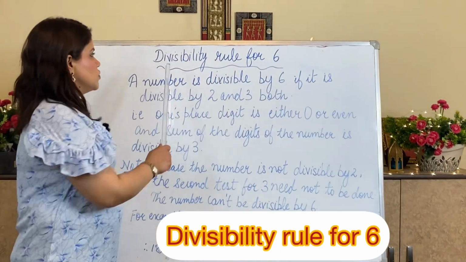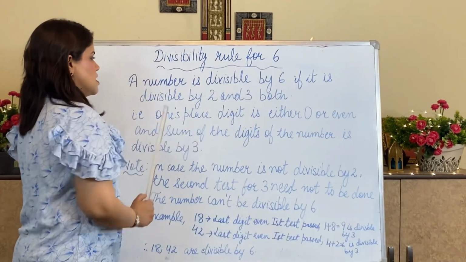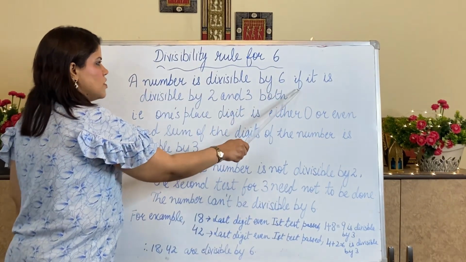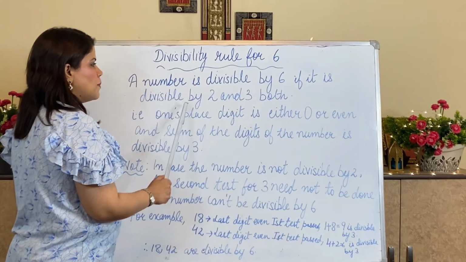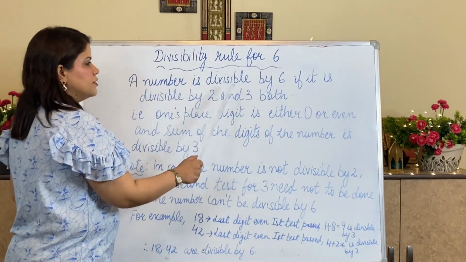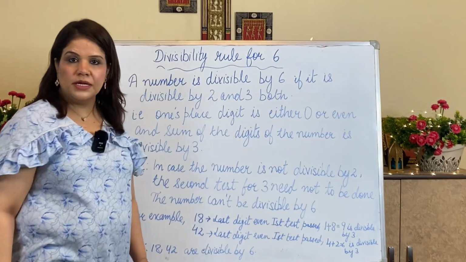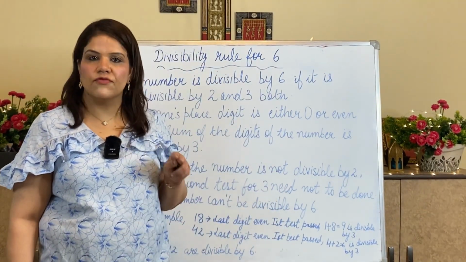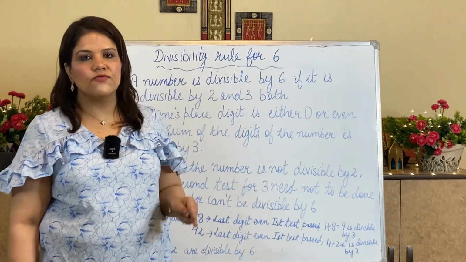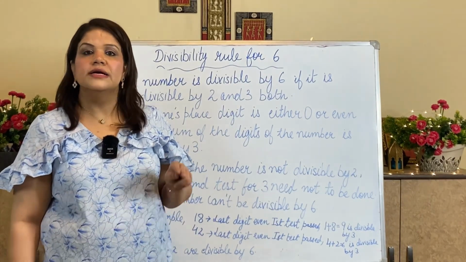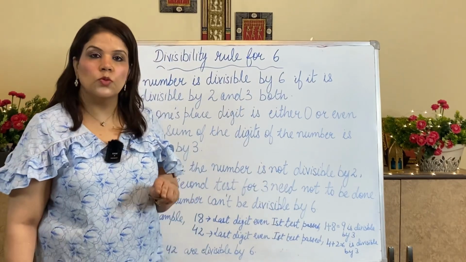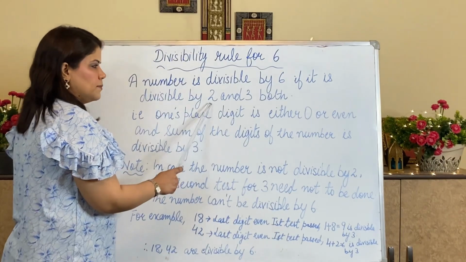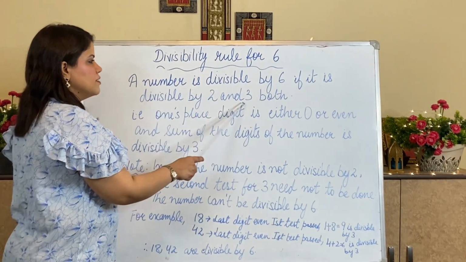I am taking divisibility rule for 6. A number is divisible by 6 if it is divisible by 2 and 3 both. That means I need to check two tests of divisibility on the given number to check whether the number is divisible by 6 or not. And what are those two tests of divisibility? Divisibility by 2 and divisibility by 3.